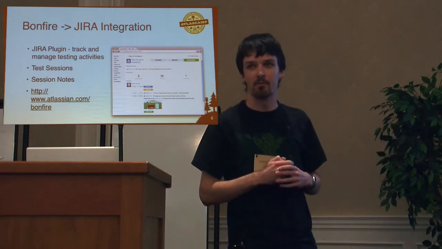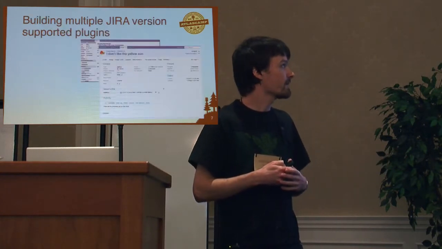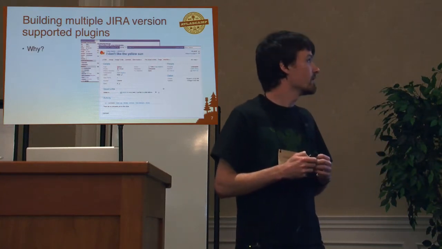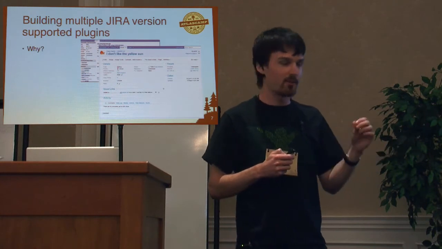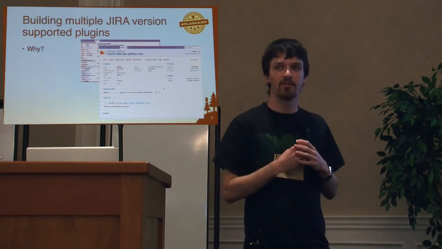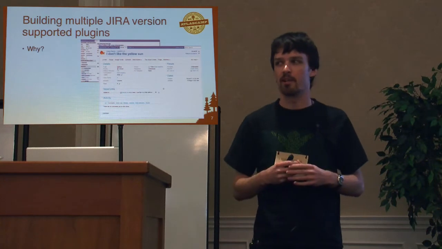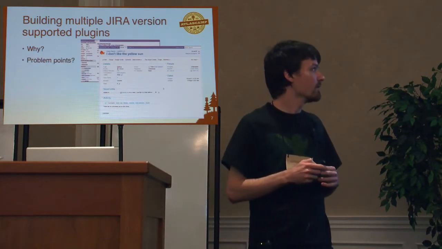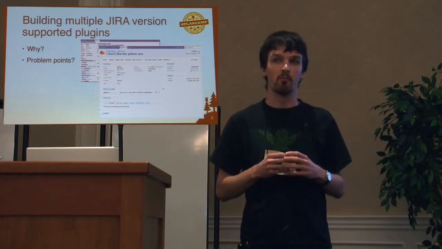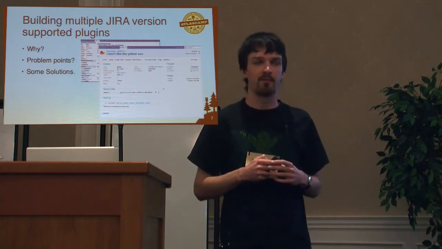But I'm not here to sell you Bonfire. I'm here to talk about how we built Bonfire. So how did we build a JIRA plugin that can target multiple JIRA versions? Firstly, I'll be talking about why you should be targeting multiple JIRA versions. So we decided to target 3 JIRA versions. I'd like to talk to you about why we made that decision and why you should be targeting multiple JIRA versions as well. I'll then talk about some of the problems that we faced building a JIRA plugin that supported more than one version of JIRA, and some solutions to those problems that we faced.